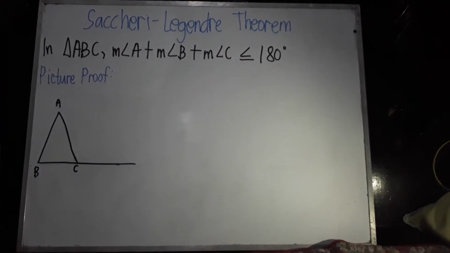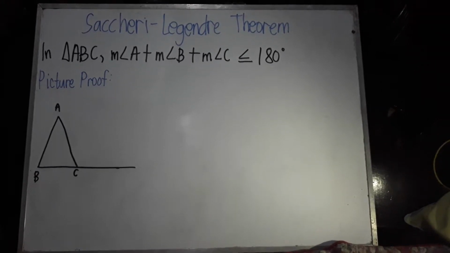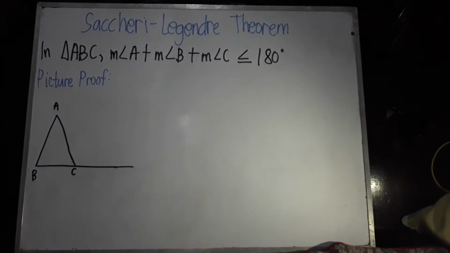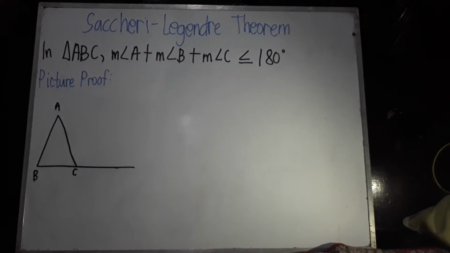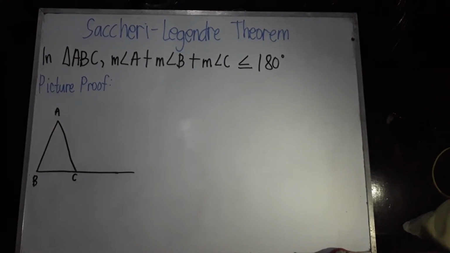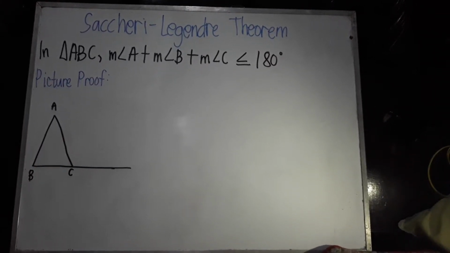It says that in triangle ABC, the measure of angle A plus the measure of angle B plus the measure of angle C is less than or equal to 180 degrees. So it means that it cannot exceed 180 degrees. Let's try some proving, and we're going to have a picture proof here.